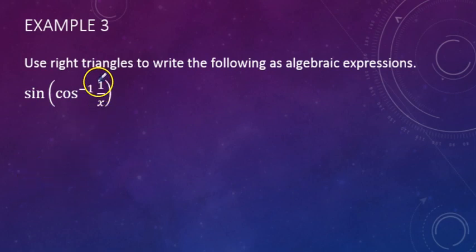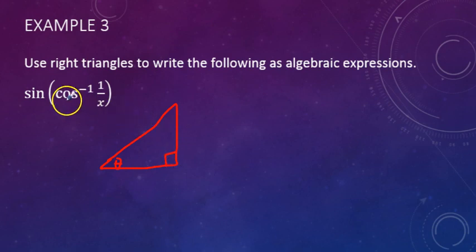For our last example, we do have a fraction inside, but this isn't going to complicate very much for us actually. I'm still going to draw a first quadrant triangle with theta in the bottom left, right angle in the bottom right. The rule for cosine is adjacent over hypotenuse. So my adjacent side is the one next to theta. Hypotenuse is across from the right angle.